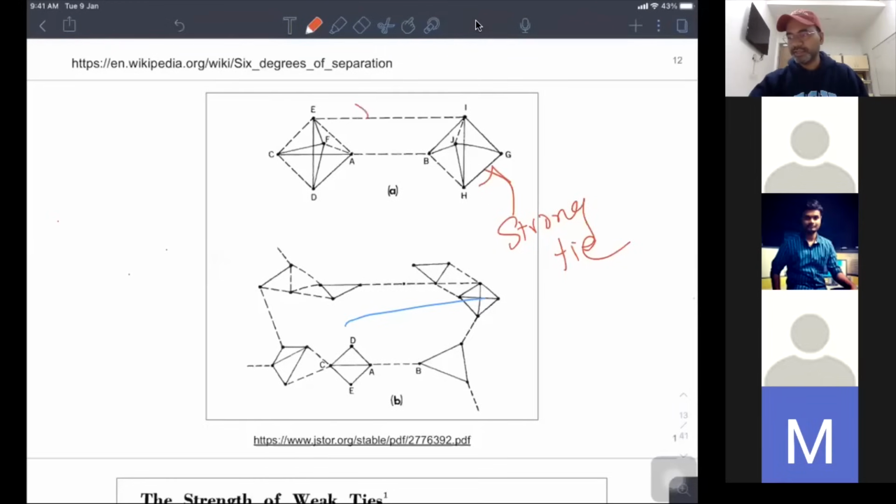A weak tie is somebody who you meet in the metro. You meet somebody in the aeroplane, right? You just bump into somebody in your college. You don't know the person, just somebody, right? A dance program happens, you dance with somebody, and then that's it. You don't really have a friendship relationship with somebody. This is called weak ties.